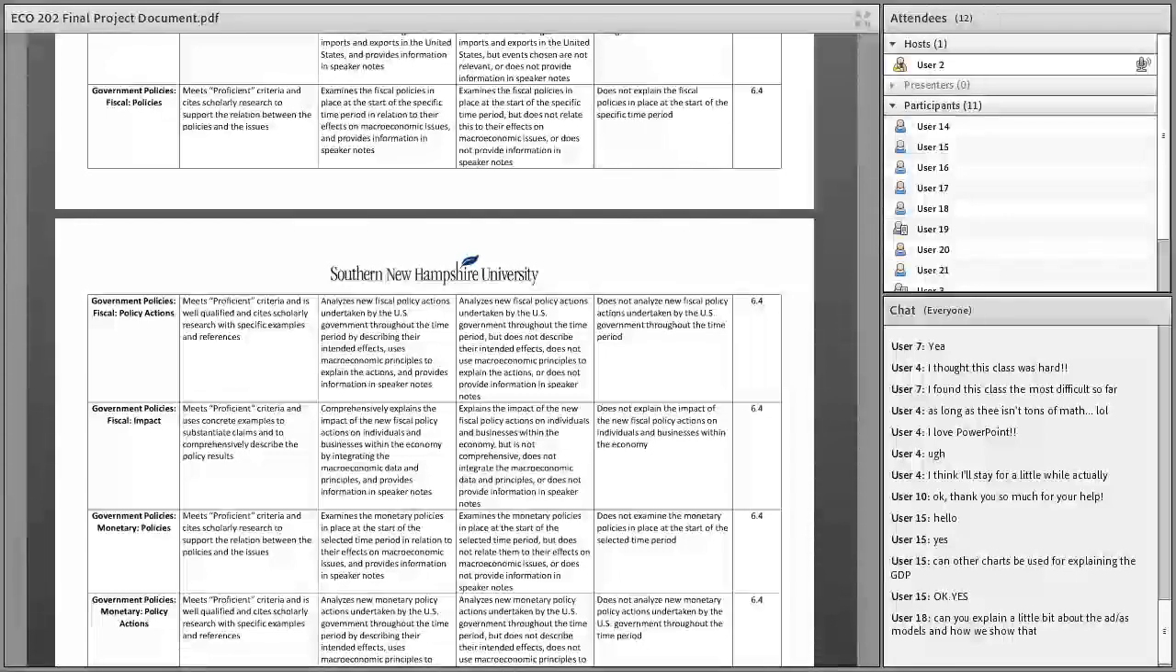So the policy actions, the monetary policy actions. And then in the third one, you will provide examples, concrete examples to show how the monetary policies impacted the economy. Oh, Nick, can you explain a little bit about the ADAS models and how we show that? You can use that when you show the impact.